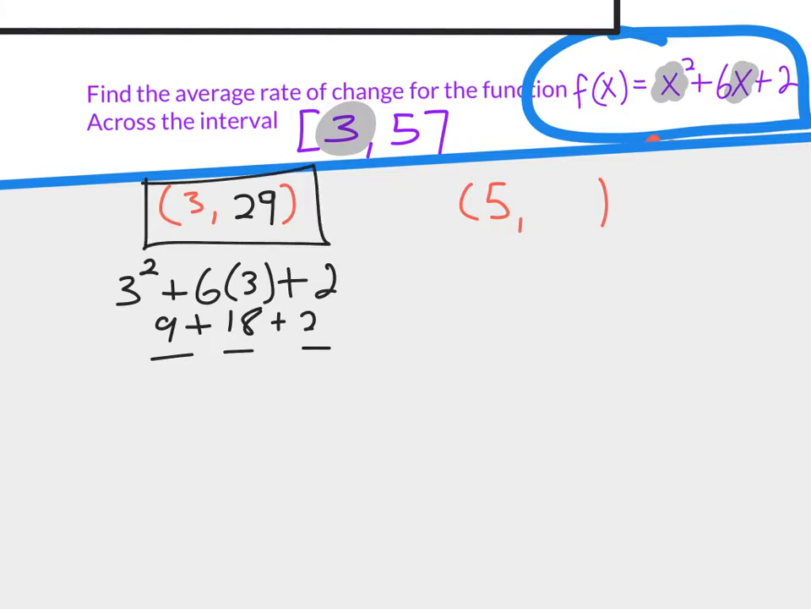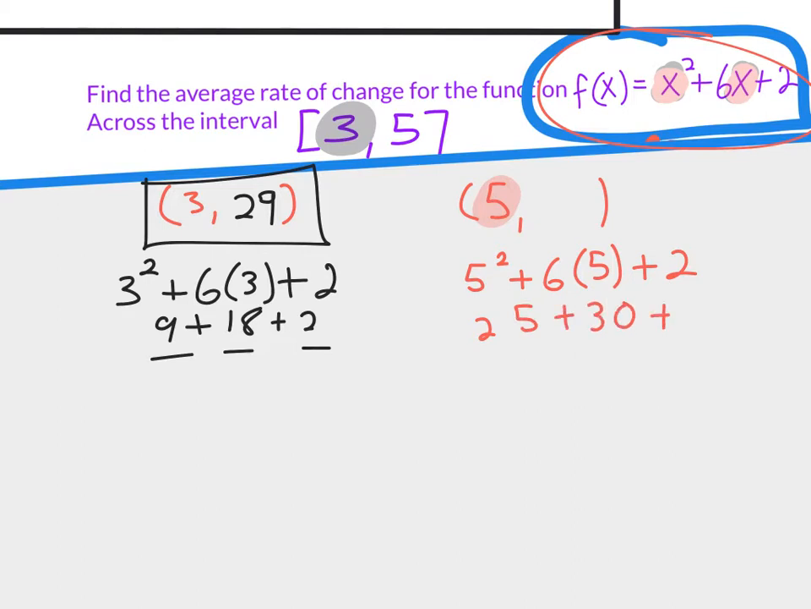All right, let's go ahead and check out this second point now. So now if I check out my new x value of 5, and I'm going to plug that in for my x's right there and right there. So instead of x squared plus 6x plus 2, I'm going to go 5 squared plus 6x, well that's going to be 6 times 5 plus 2. Okay, I'm at a 25, I'm at a 30, and a 2. Okay, 30, 45, 55, and then 57. All right, and now what I have is my two corresponding points.